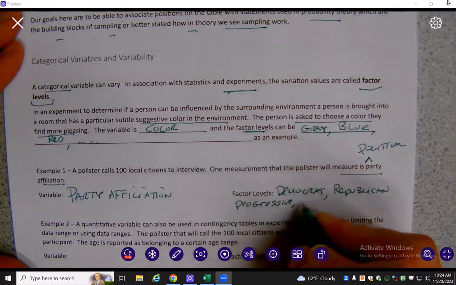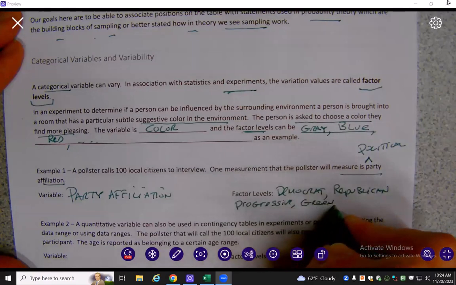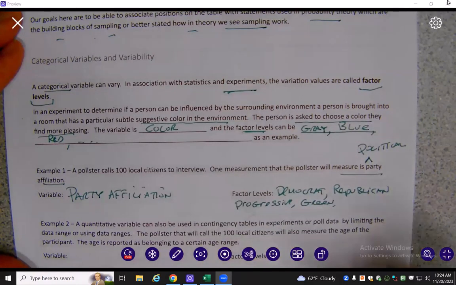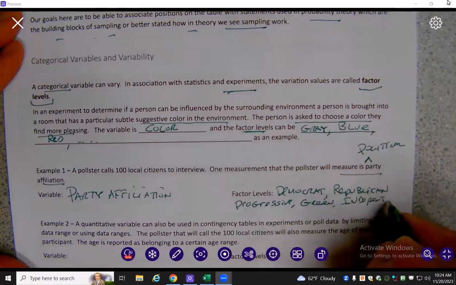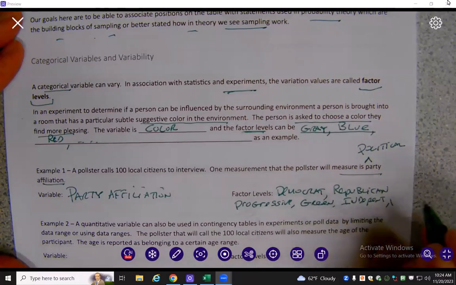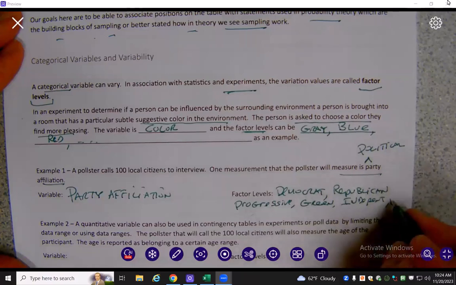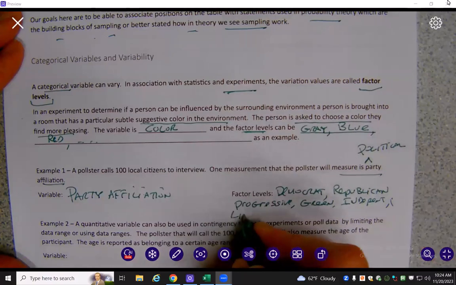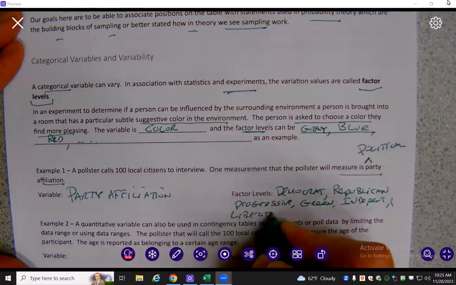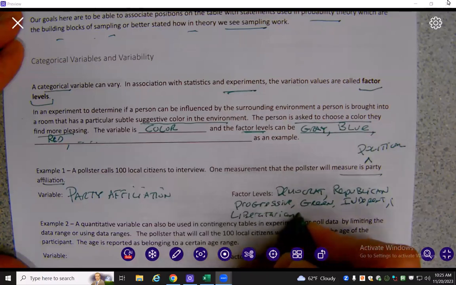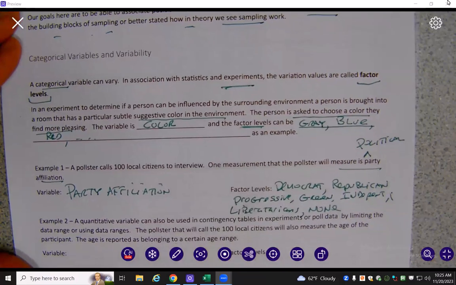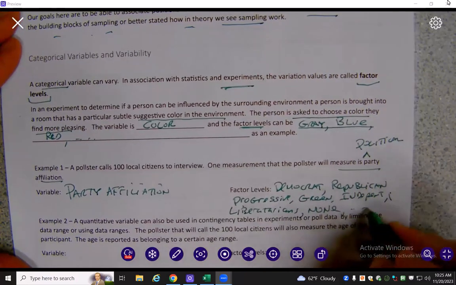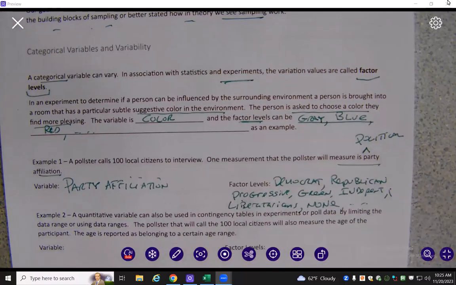Yeah, there is a Green Party. Right, there's the Independent Party. There's also the Libertarians. There's definitely the None. Like I'm not associated to anything, and so on. Okay, so these are all the factor levels. It's how this particular variable can change.